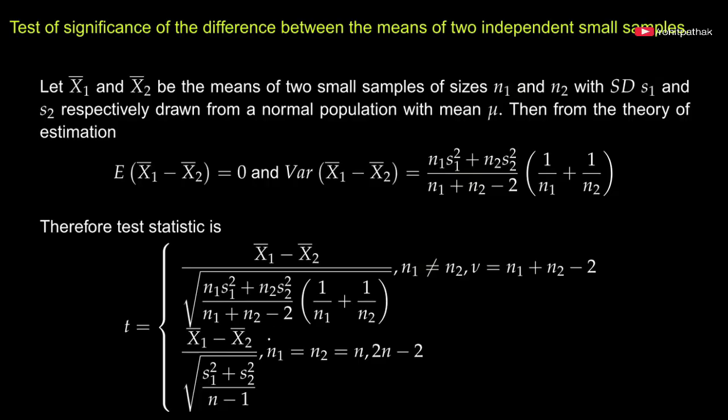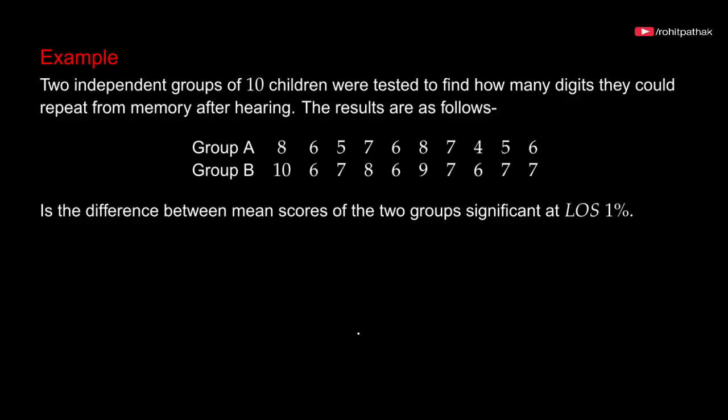So this formula reduces to this in case we have n1 equal to n2 equal to n. So let's take an example. Two independent groups of 10 children were tested to find how many digits they could repeat from memory after hearing. The results are as follows, Group A and Group B. So these are the number of digits repeated by them after hearing.